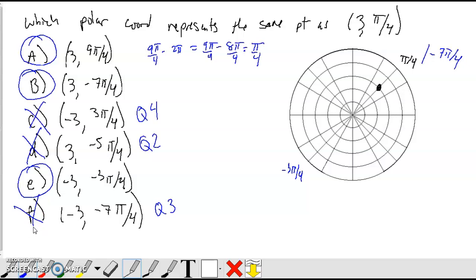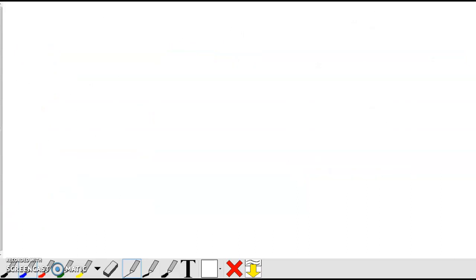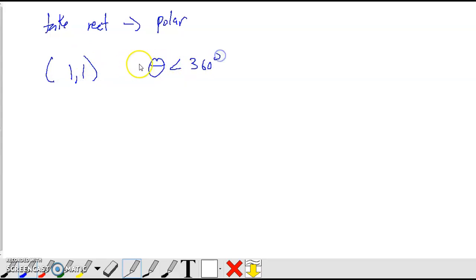Okay, let's try, what happens if I want to go oppositely? So let's take the rectangular and change them to polar. Okay, so let's take our first point, and let's say that it's 1, 1, and our theta is somewhere between 360 degrees and 0 degrees.